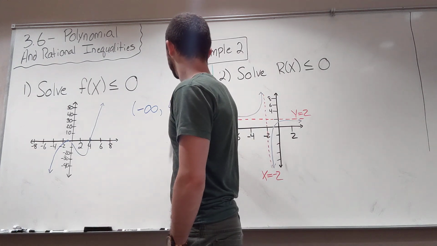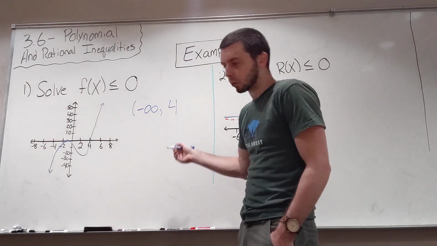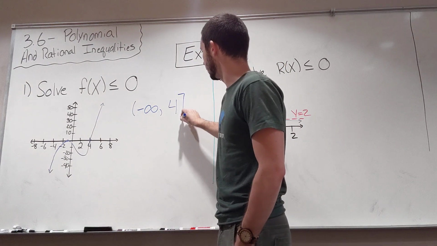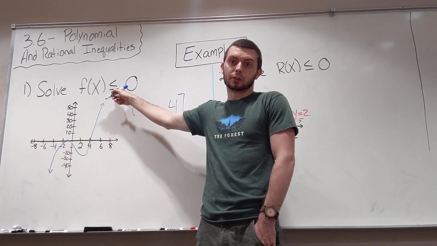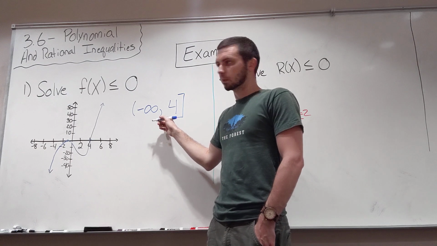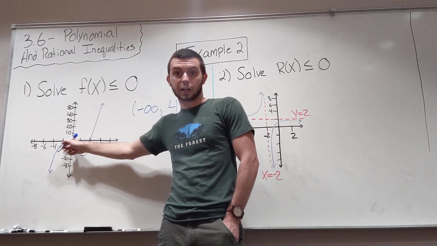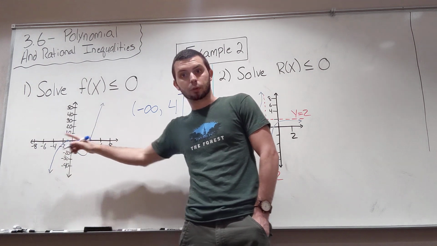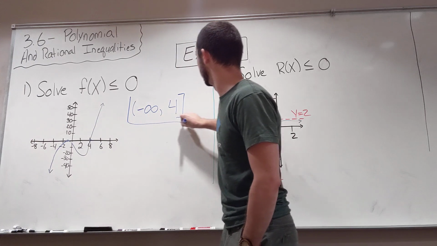So we have 4, and we want to include 4, so I'm going to use a bracket because we want to include where the graph hits 0 for that endpoint. Notice this value here, -1, it's not an endpoint. We can keep going on the right-hand side. So this actually would be your answer.